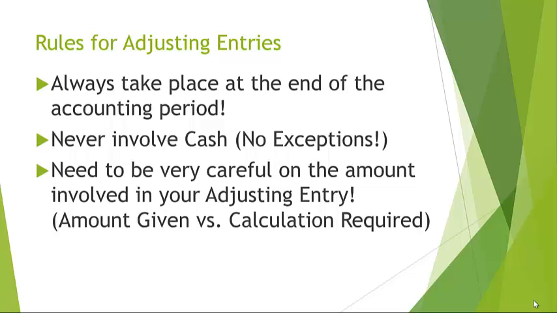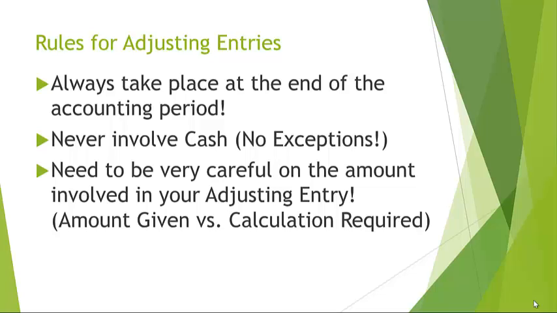Okay, so let's see what else. Never involve cash. There are no exceptions to that rule. You will never, ever, under any circumstance, have an adjusting entry that will have either a debit or credit to cash. And here's the key thing, and why it's probably the most difficult part of the course material for students: you have to be so careful and on alert about what amount you're going to need involved in your adjusting entry.